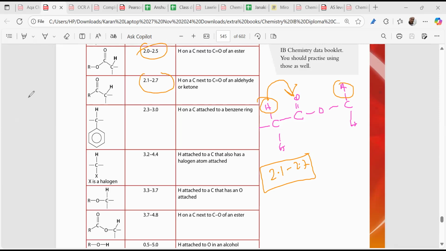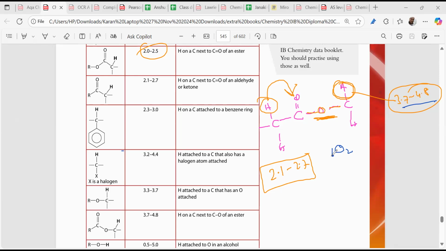Now, if you have got this hydrogen next to the COC bond, it will be having a chemical shift of what? 3.7 to 4.8. This you have to memorize, right? I know that it is there in the data booklet, but don't worry, memorize it. You can easily catch that if the molecular formula is given with O2 somewhere, right? O2.